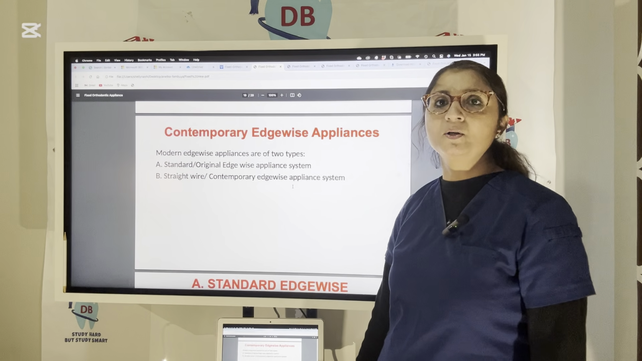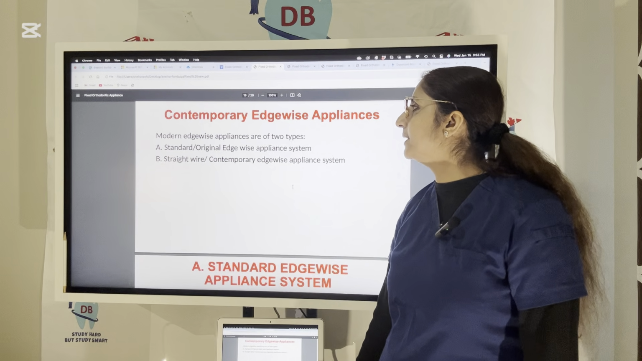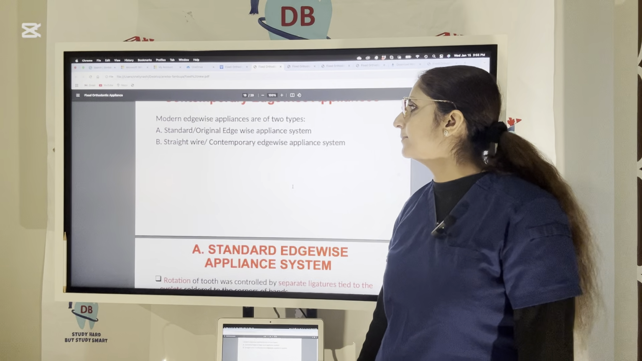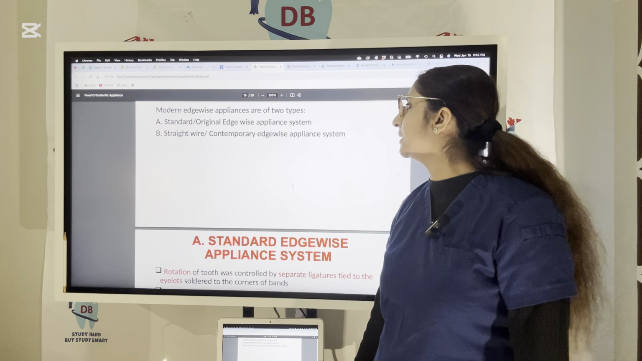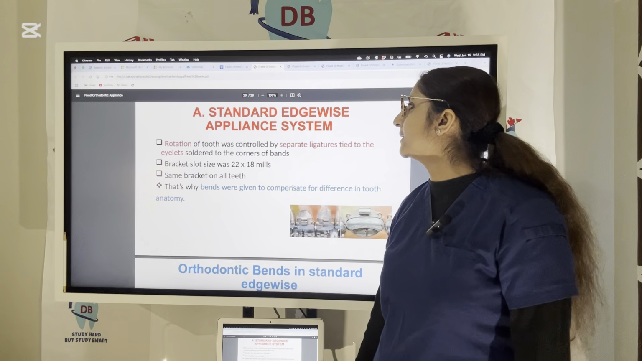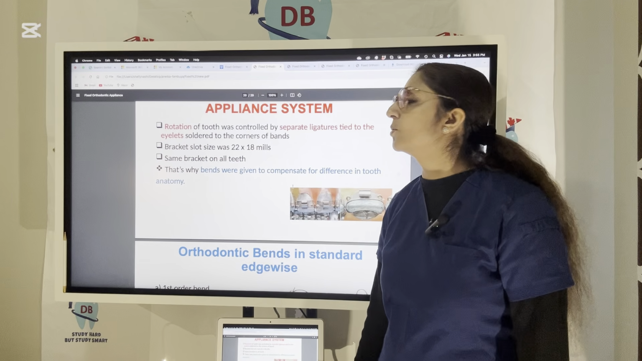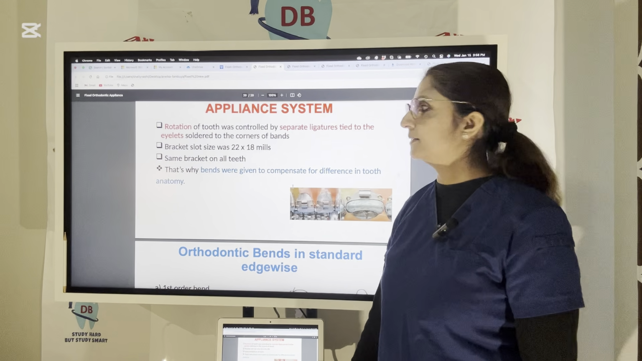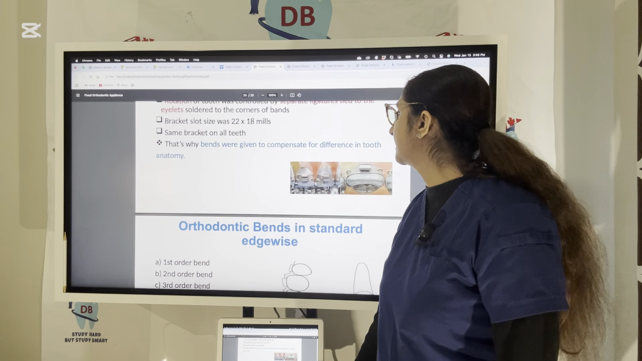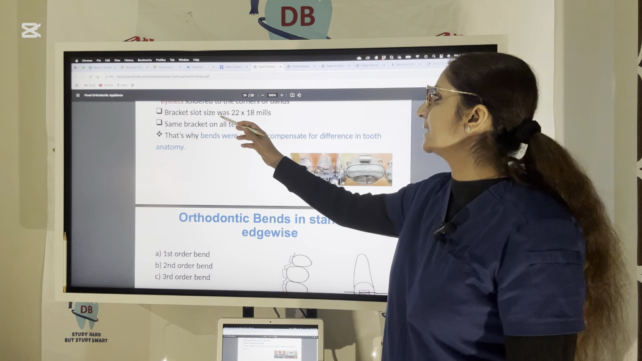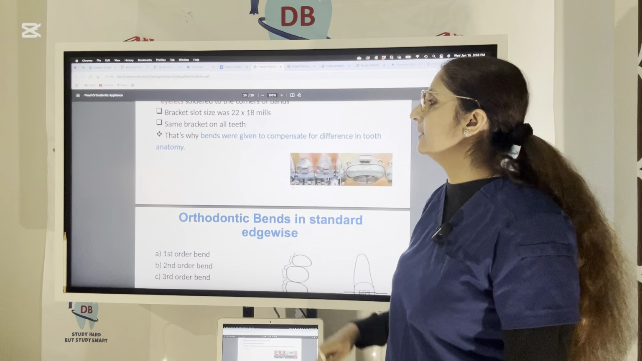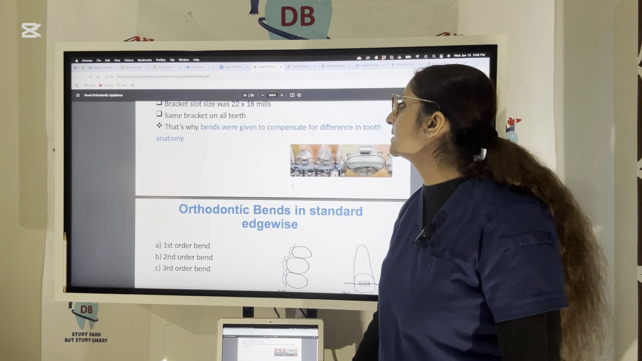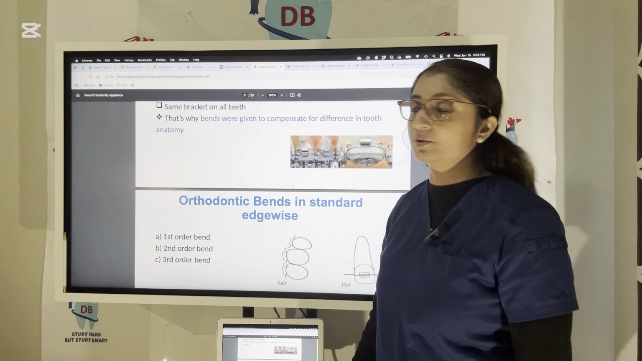Now let us look at the contemporary edgewise appliance. So modern edgewise appliances, students, are of 2 types: the standard original edgewise appliance system, and second is the straight wire contemporary edgewise appliance system. If you look at the standard edgewise appliance system, the rotation of the tooth was controlled by separate ligatures that are tied to the eyelet soldered to the corner of the bands. If you look at the picture here, the bracket slot size was 22 by 28 mils, and the same bracket on all the teeth. That's why bends were given to compensate for differences in the tooth anatomy.